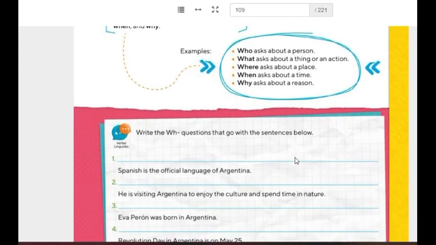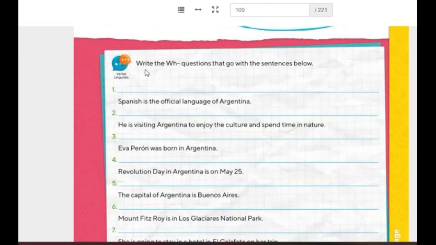Guys, in this activity, we have the instruction that says, write the WH question that goes with the sentence below. So, for example, in number 1, as you can see here, we have the answer. Spanish is the official language of Argentina. Guys, in this one, we are focusing on the language, right? So here we have a specific information. What is the WH word that we use when we refer to specific information? It could be, what is the official language of Argentina?